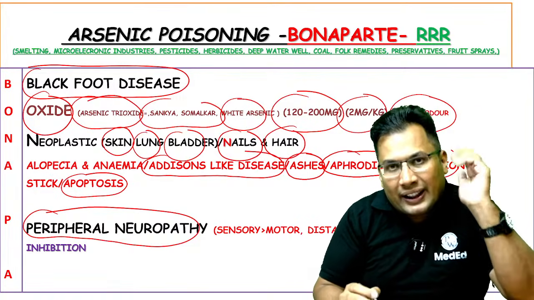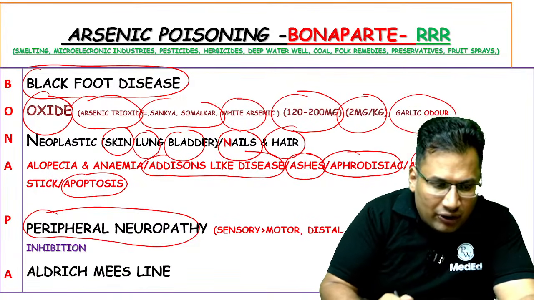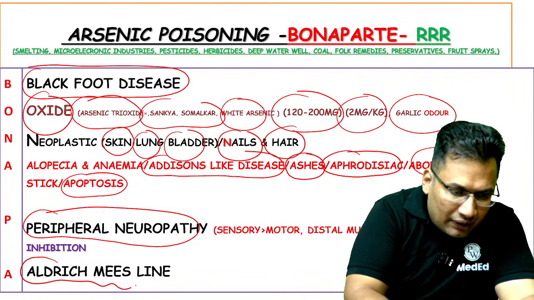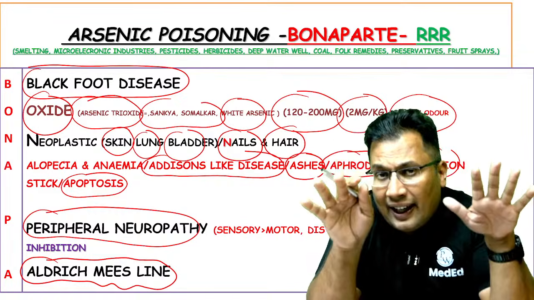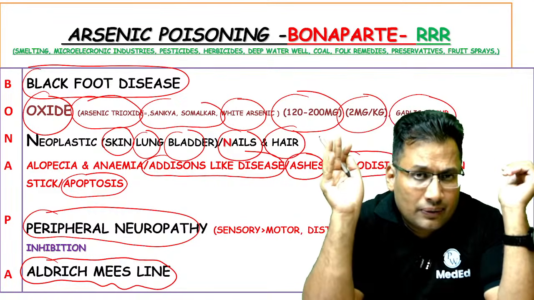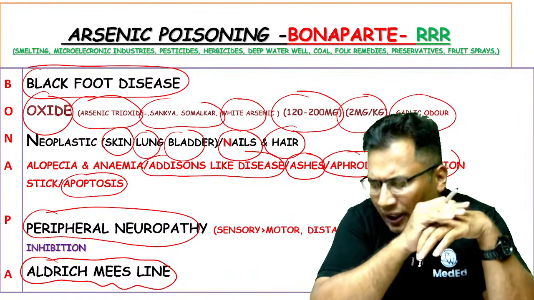So glove and stocking. Then A for Aldrich-Mees lines. Aldrich-Mees lines are the white lines seen over the nails. All are very important points.